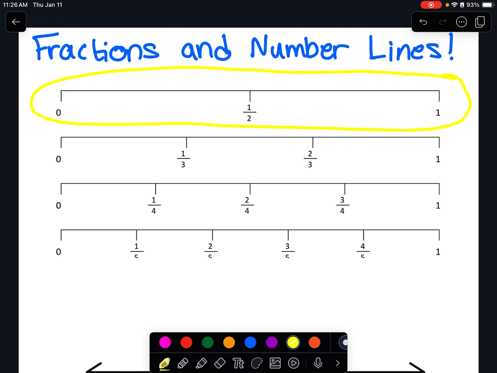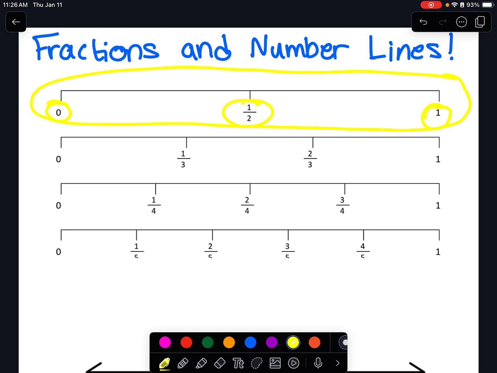Well, one thing I want to point out is that it starts at 0, and then the end of the number line here is at 1. And then we've got this midpoint here. Oops, I just marked that out. And it is 1/2.